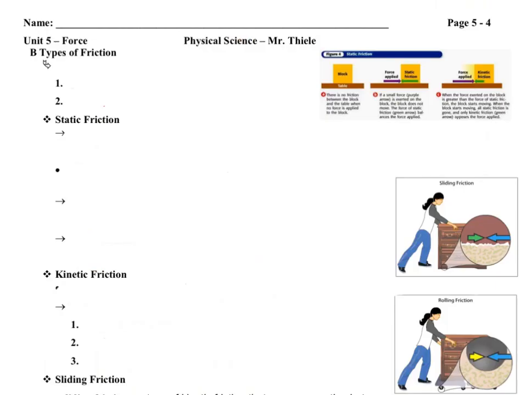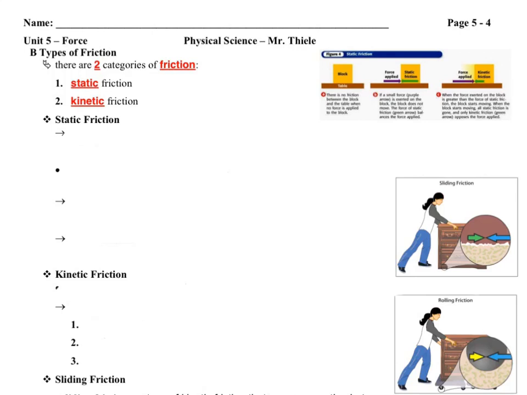Okay, now moving on, we have two categories of friction. What are the two categories of friction? The first type is static friction, and the other one is kinetic friction. So we have static friction and kinetic friction.